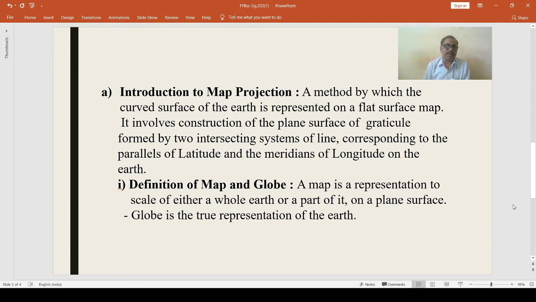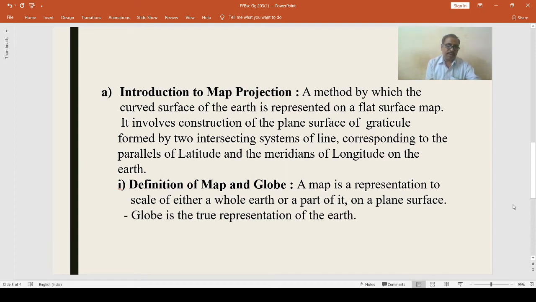The maps are classified on the basis of scale. Maps can be classified into two groups, and these are large scale maps and small scale maps. Large scale maps are cadastral maps and topographical maps. Small scale maps are wall maps, atlas maps, etc.